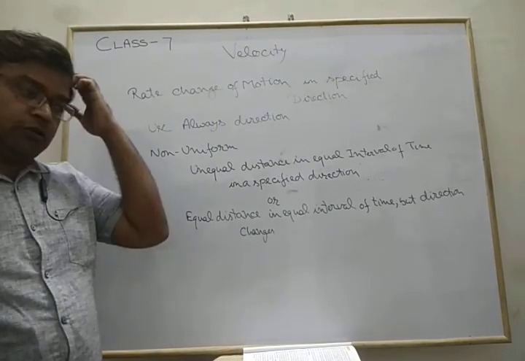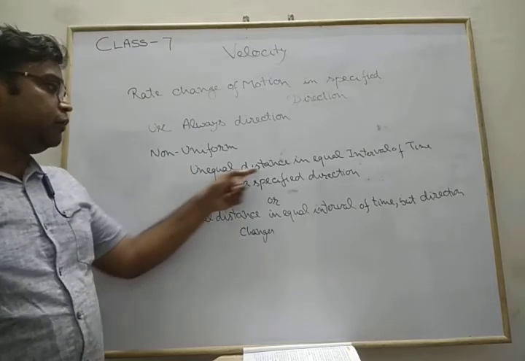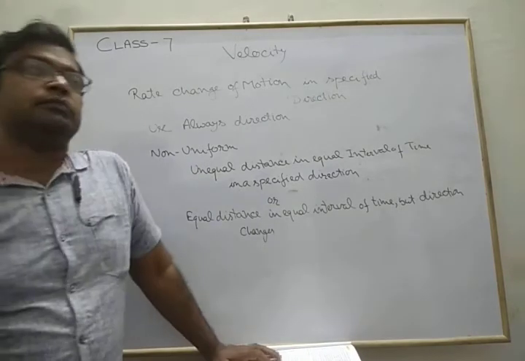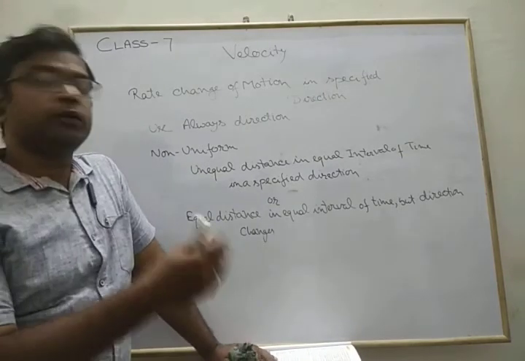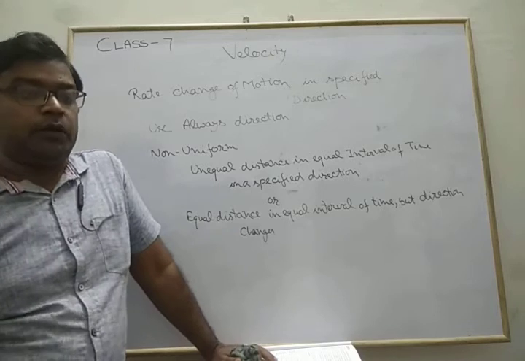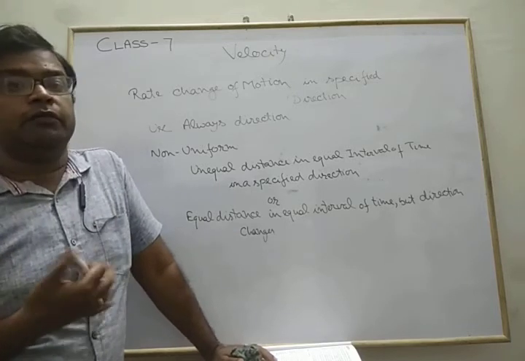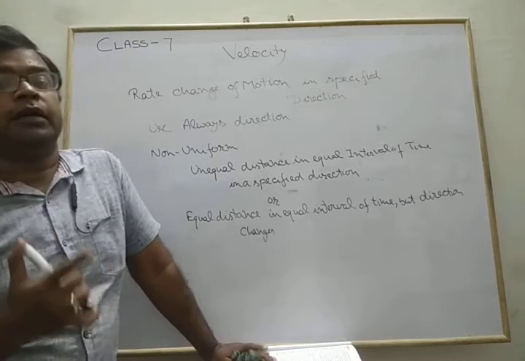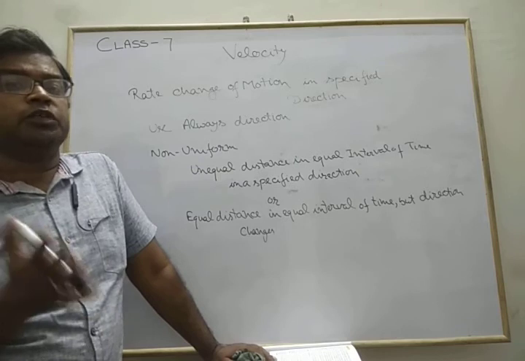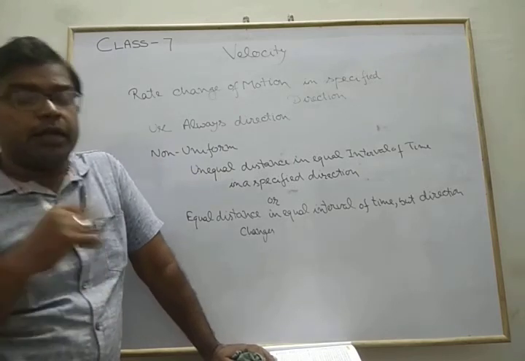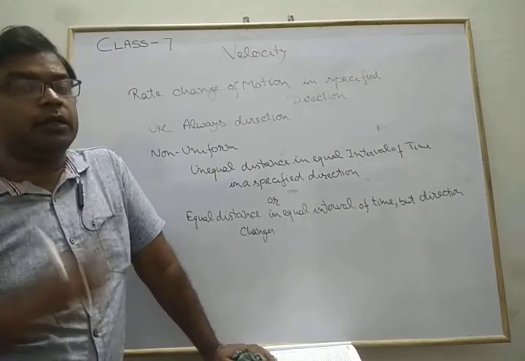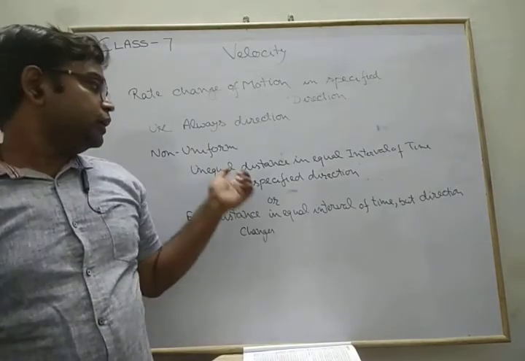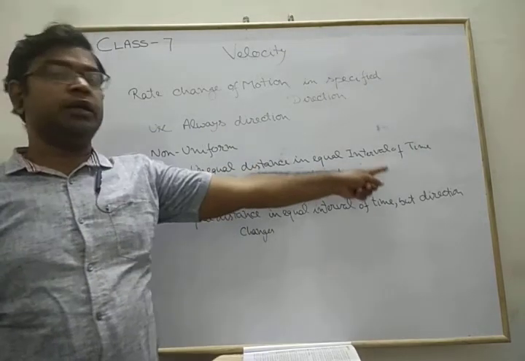Take one example of each. Unequal distance in equal intervals of time in a specified direction. Suppose I am moving a total distance of 500 kilometers. In the first hour, I cover 100 kilometers with a speed of 100 kilometers per hour. In the second hour, I cover only 60 kilometers with a speed of 60 kilometers per hour. Then again I cover 100 kilometers per hour. Means I am covering unequal distance in equal intervals of time, that is 1 hour.